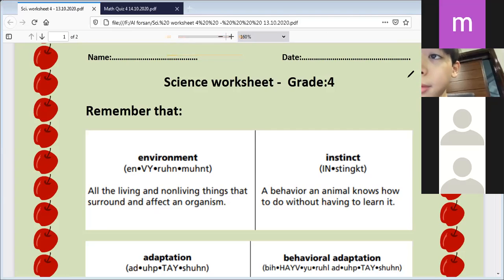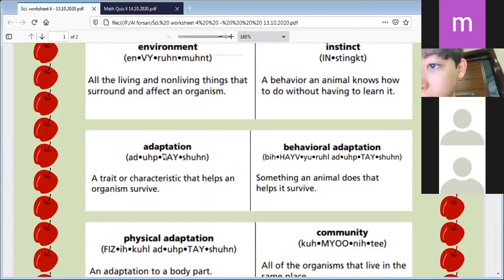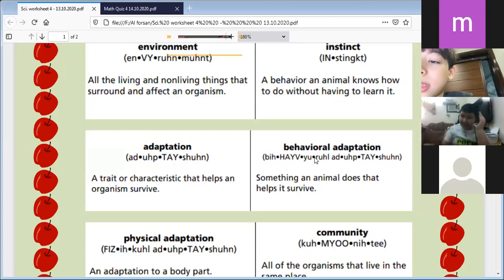Muhammad Mazen, adaptation. What is adaptation? Adaptation, a trait or characteristic that helps an organism survive. Perfect.